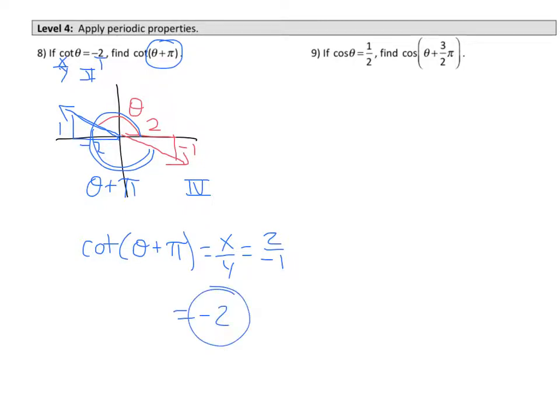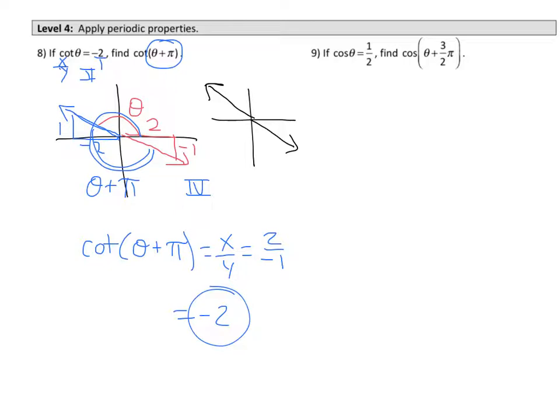In this example, if I had started with my angle down here and then rotated pi, I would have ended up here. So it would have been the same thing. Either way, I'm going to get negative 2 for my answer.